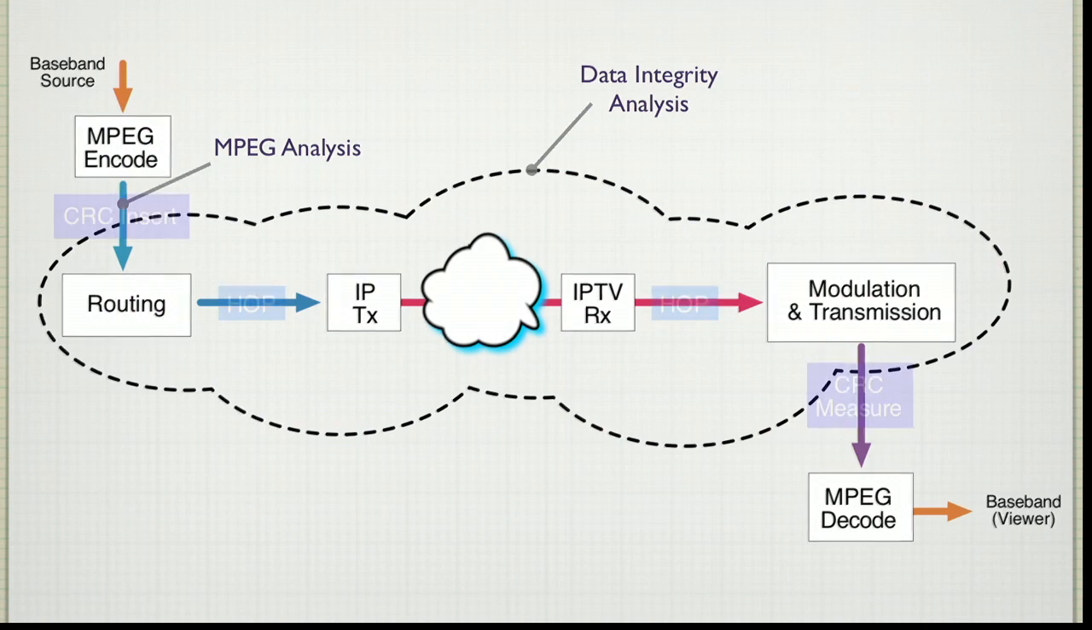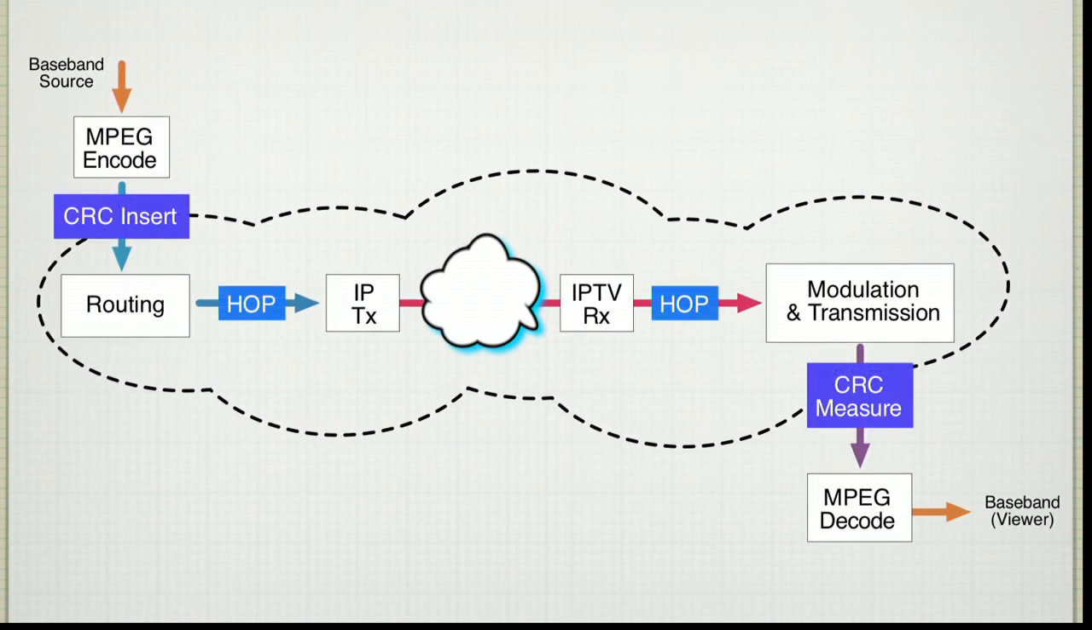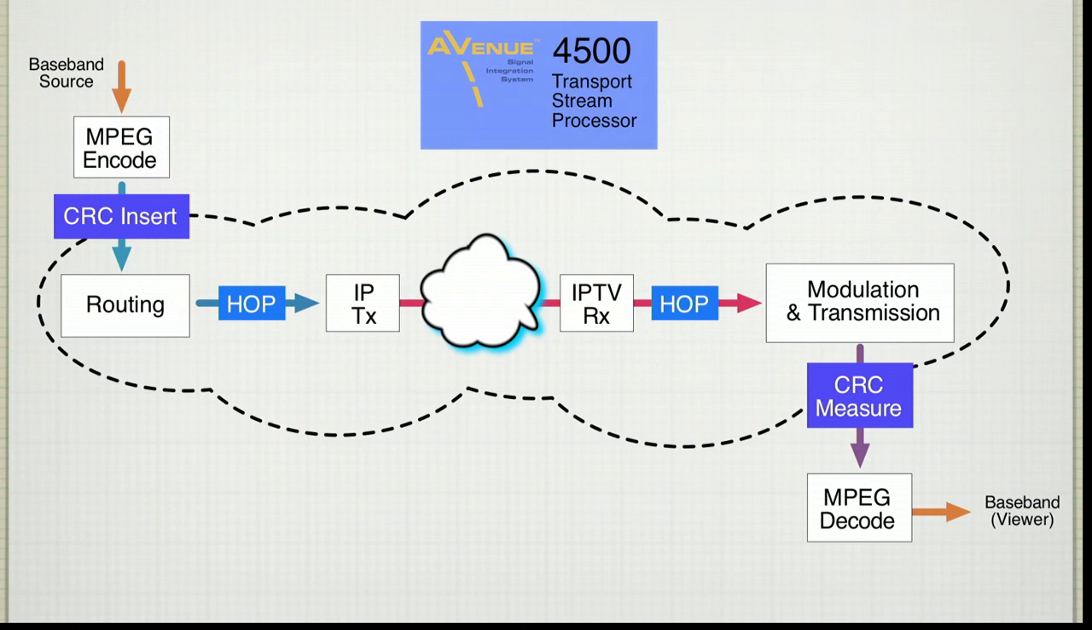Well, the engineers at Ensemble Designs have been thinking and looking at this question. And we've developed the mechanism in our Avenue 4500 series MPEG stream processor to first insert a CRC at the beginning of the path, and then as it progresses through what could be multiple links in the transmission path, to monitor it along the way. And finally, to measure it at the output. It will prove the data integrity of that path.